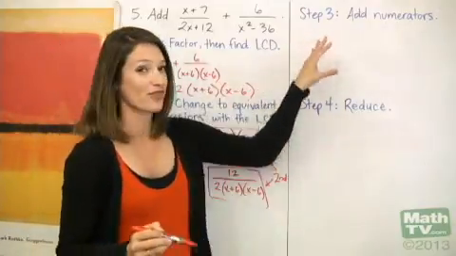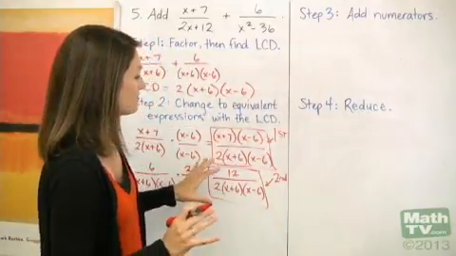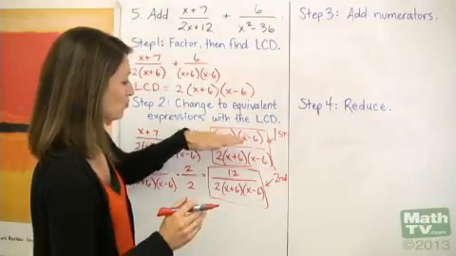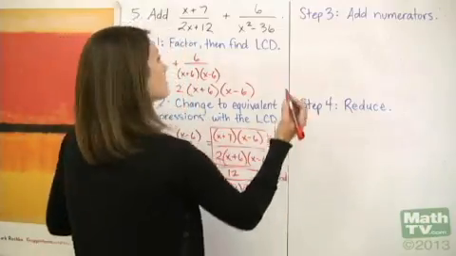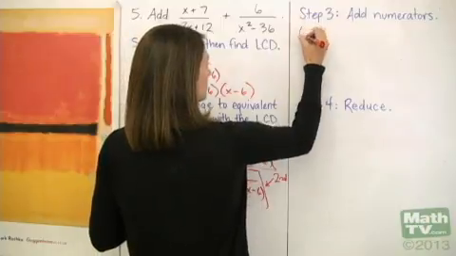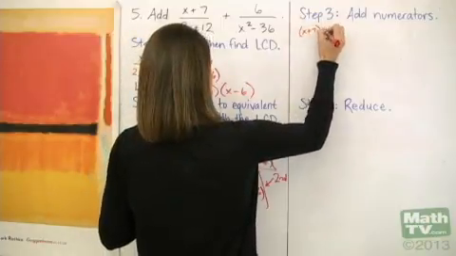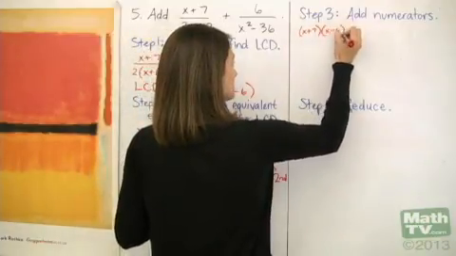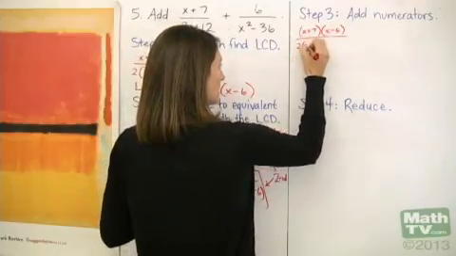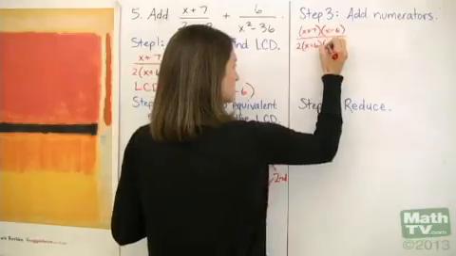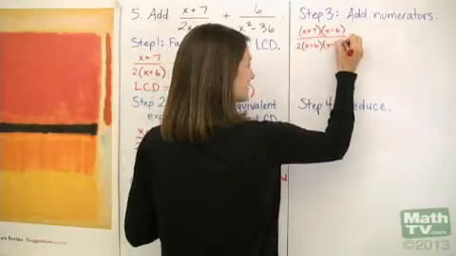And that's going to be our third step. Now when we add them together, all we need to do is add our numerators together and put them over the common denominator. So I'll rewrite these up here. (x + 7)(x - 6) over our common denominator of 2(x + 6)(x - 6).